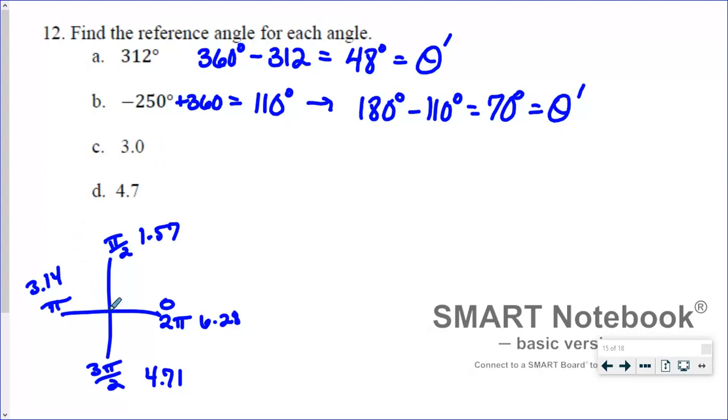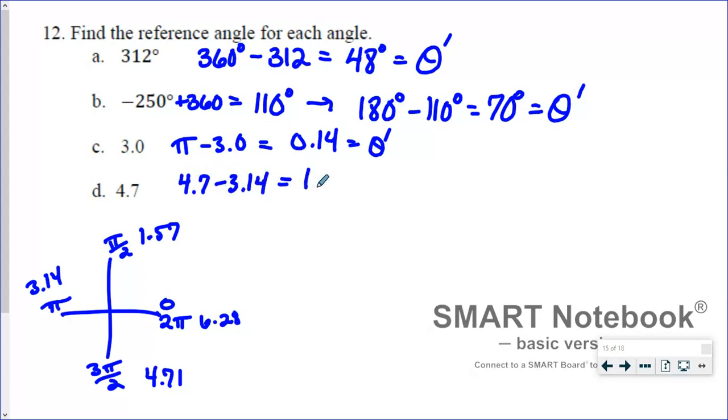Okay, so 3.0 would be somewhere down here. So we're in the second quadrant, so you would do pi minus 3.0. So 3.14 minus 3.0 is 0.14. 4.7 would be over here, so it's just barely in my third quadrant. So that's when we actually do our angle minus pi. So 4.7 minus 3.14 is equal to 1.56.